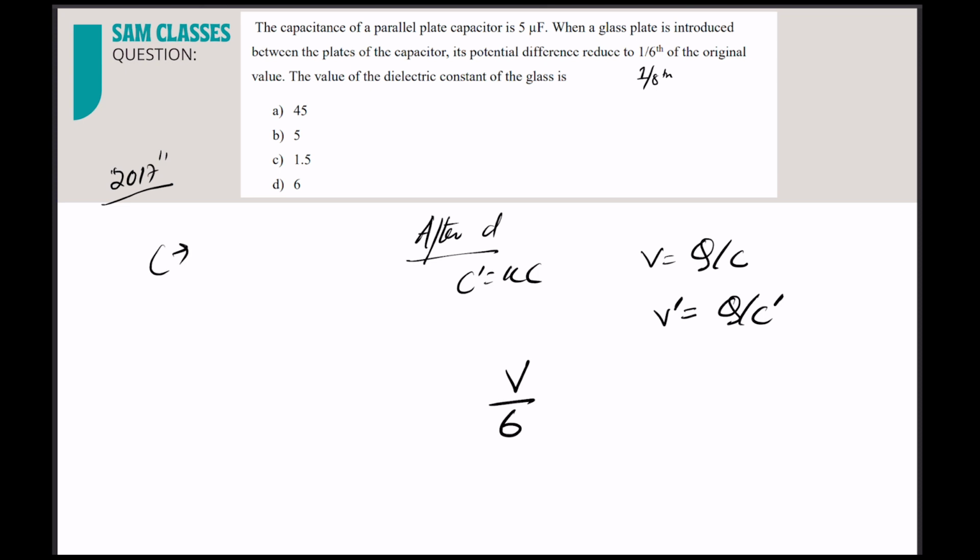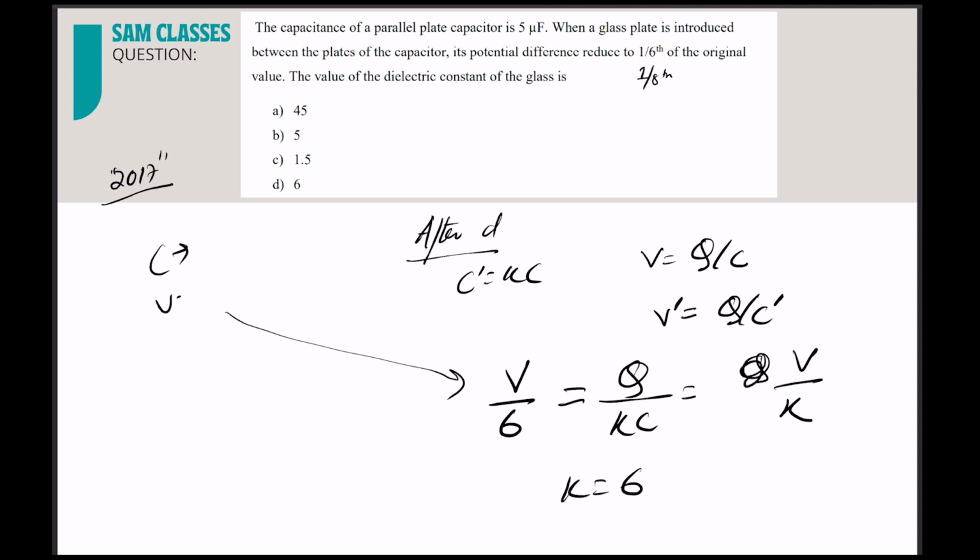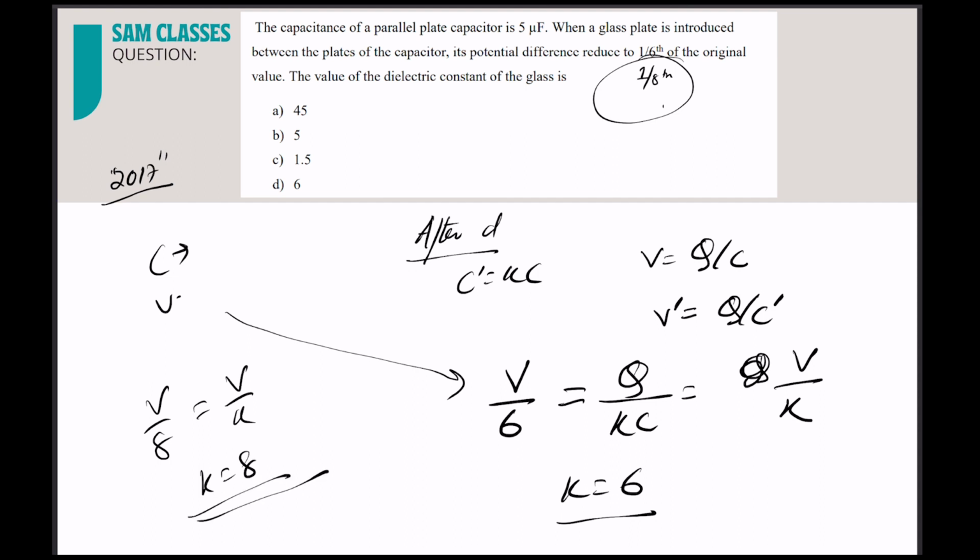Original we have taken as C and V. Now it became 1/6 of that, and that is equal to Q by C dash. C dash is nothing but KC. That is equal to Q by KC, and Q by C is V only, so V by K. So what you got? K is equal to 6. Had it been 8, V by 8 is equal to V by K, so K is equal to 8 directly. This only they'll say are shortcuts. If you understand the concept, nothing is there. So very simple question. Everybody got it? Clear?